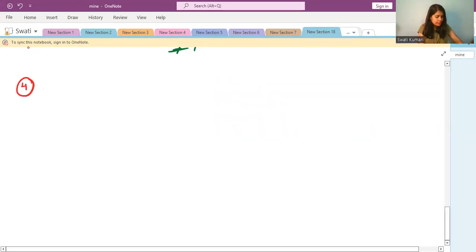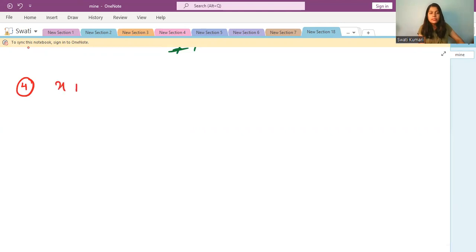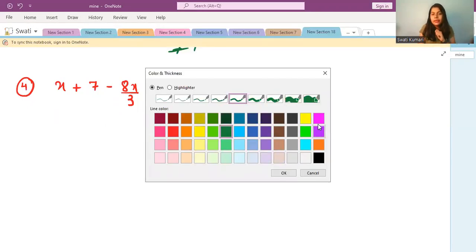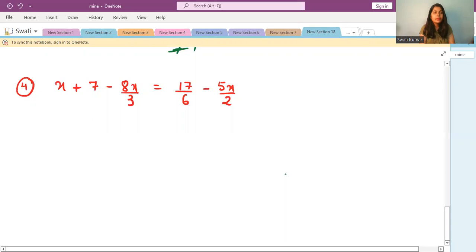So the fourth question is x plus 7 minus 8x upon 3 equals 17 upon 6 minus 5x upon 2. All right. Let's get started with our solution, and let me take a different color this time. Let's take this color. All right.